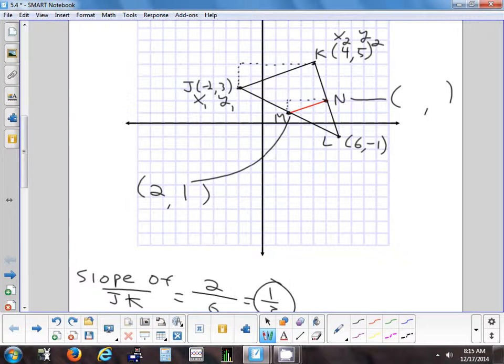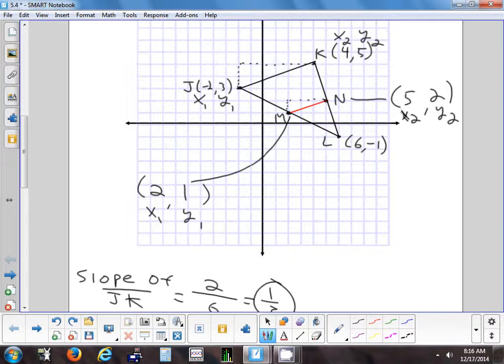4 plus 6 is 10. Take half of it. That's 5. Does that look right? Yep. 5 minus 1 is 4. Take half of it. That's 2. Up 2. That looks good as well. This time, let's call that x2, y2. And x1, y1. Okay, let's see what we get.